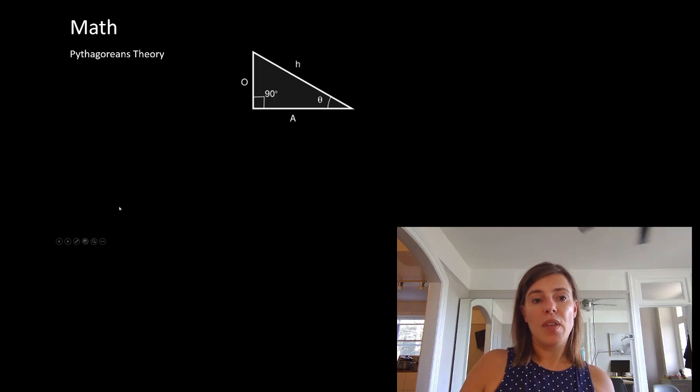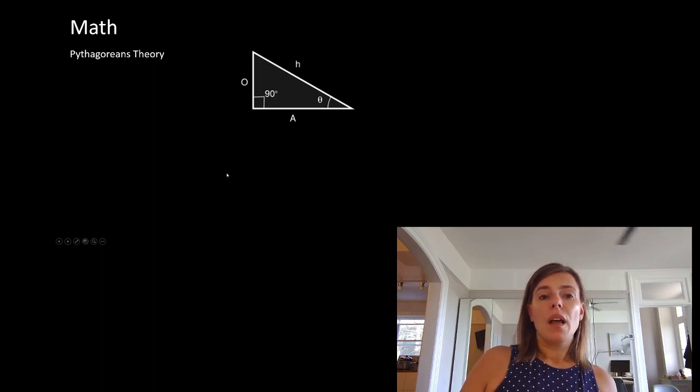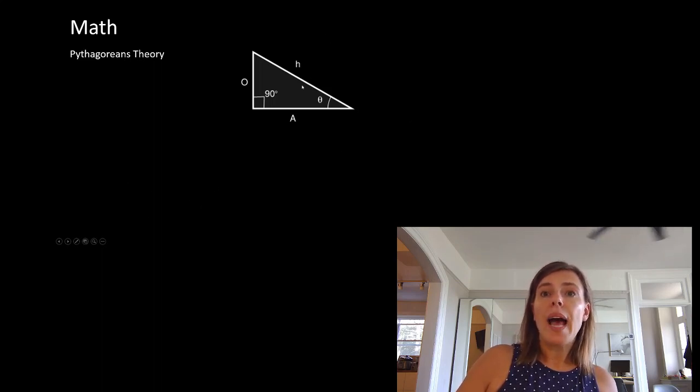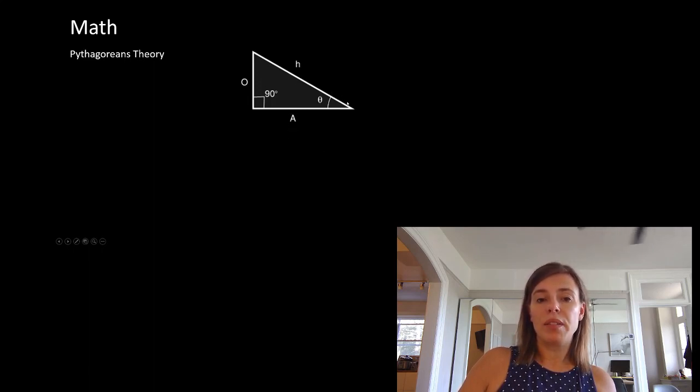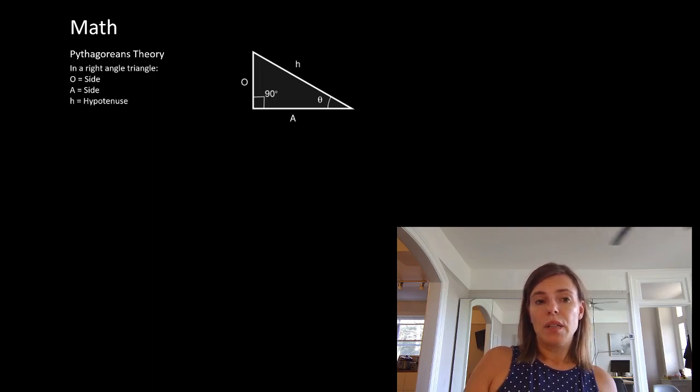One is Pythagorean's theorem. Here we have 3 sides of a triangle. We have the one side here and one side here. Let's call them O and A. And then we have the long side, or the hypotenuse. Pythagorean's theorem states that H squared equals O squared plus A squared. So O squared plus A squared equals H squared.